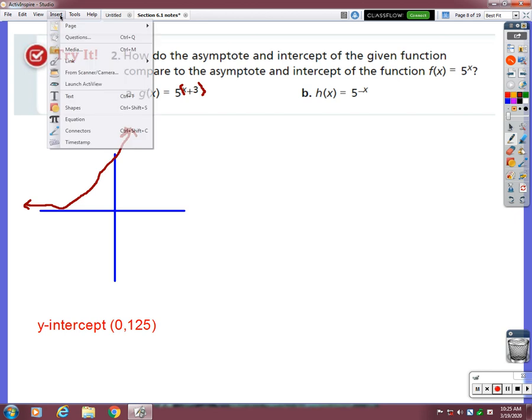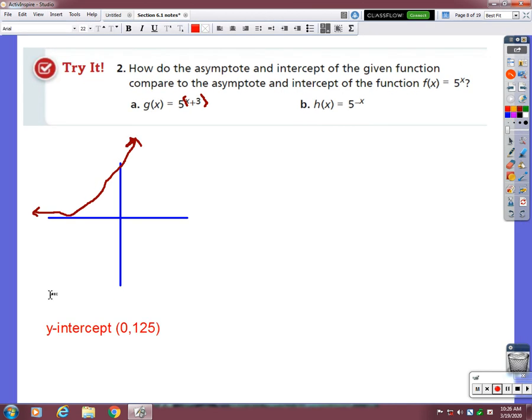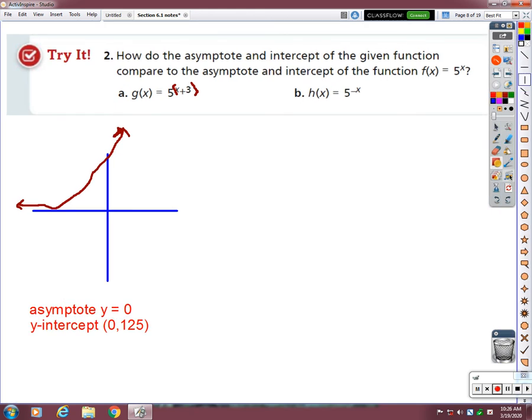And also, sorry, the asymptote is still at y equals 0, because we haven't moved the graph up or down. Okay, let's see how that compares to this guy over here.